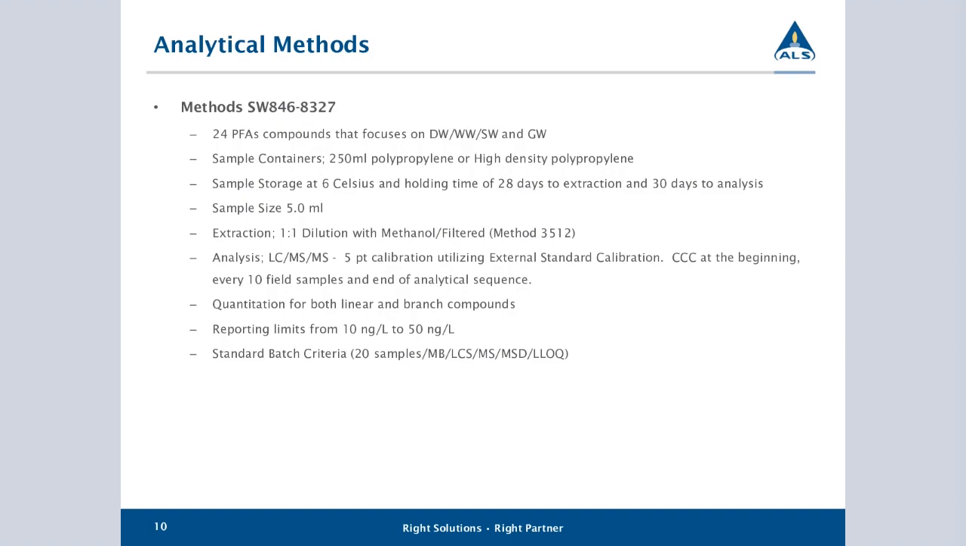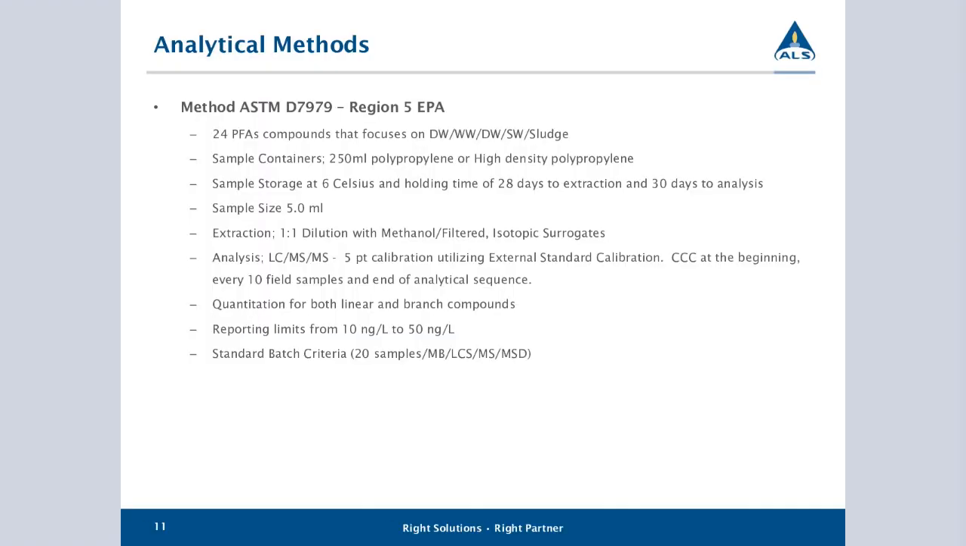So the laboratory takes 5 milliliters of water, dilutes it with 5 milliliters of methanol, and that methanol has your surrogates and internal standards in there, and then filters it, and that's it. No concentration step. Typical calibration, typical quantitation for both linear and branched, but because it's direct injection and no concentration step, your reporting limits are typically higher than what you would see in 537, 533, and of course 537 modified. And again, standard batch criteria.